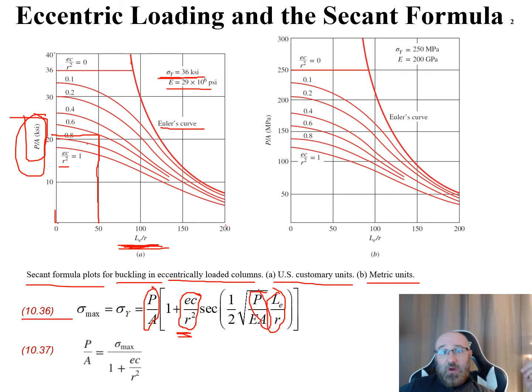And it's the same thing in part B of this chart, but now our units are in megapascals. We can see our E is given in gigapascals, and our sigma Y is in megapascals as well.